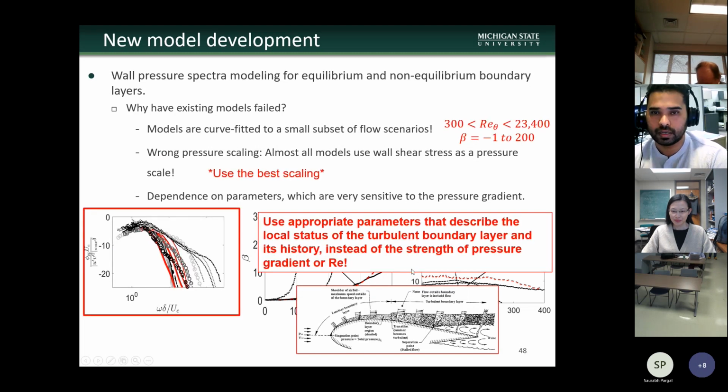So what our proposal is, first, as I said, we encompass a large number of flow scenarios with a good Reynolds number range and different flow conditions. Then we use the best scaling, that is the local maxima of Reynolds stresses as the pressure scale, velocity U_e as the edge velocity, and delta as the boundary layer thickness. And third, we use appropriate parameters which describe the local status of the turbulent boundary layer and its history effects, instead of just depending upon the local strength of pressure gradient and Reynolds number.